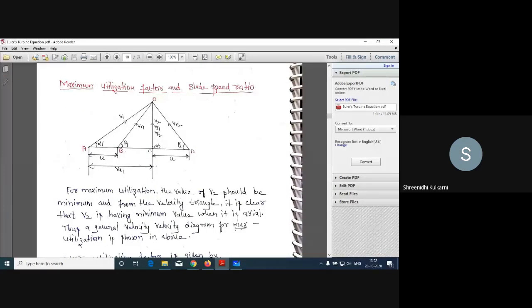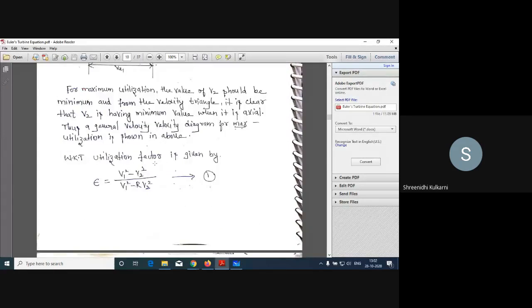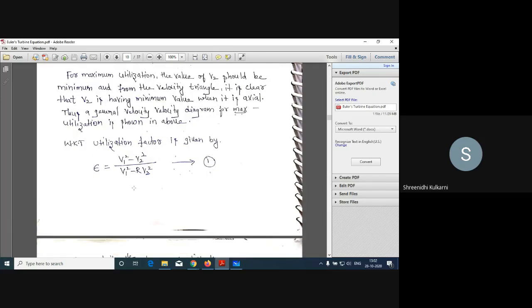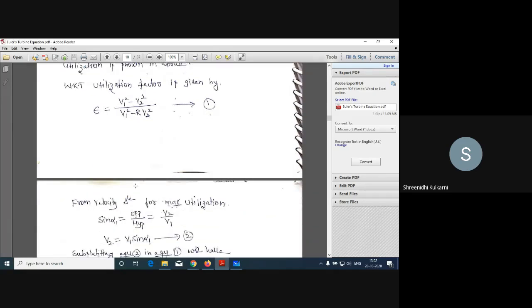Okay, next we're coming to the maximum utilization factor and blade speed ratio. First we're going to consider the utilization factor. We already derived what the utilization factor is, so we can use it directly: epsilon equals (V1 square minus V2 square) divided by (V1 square minus R into V2 square). Using this, we have to derive the maximum utilization factor and the blade speed ratio.